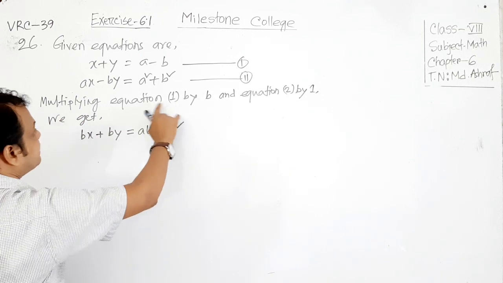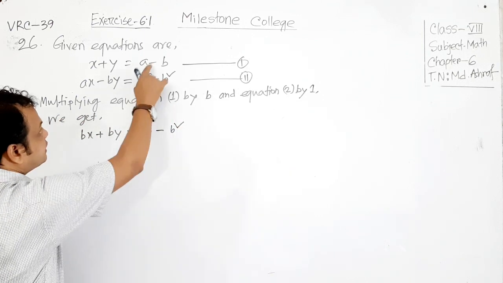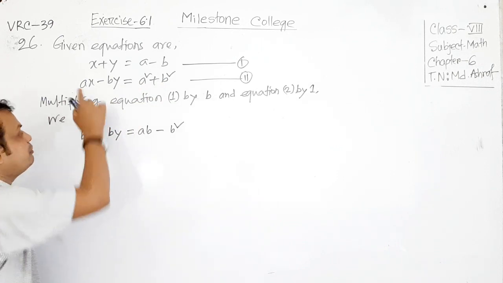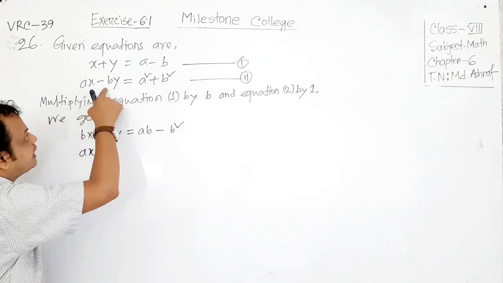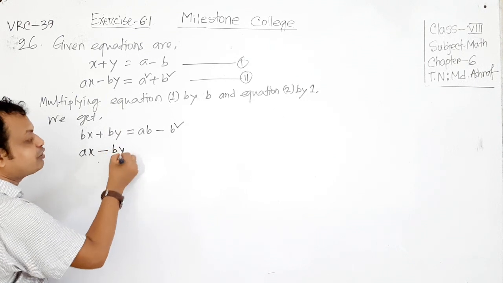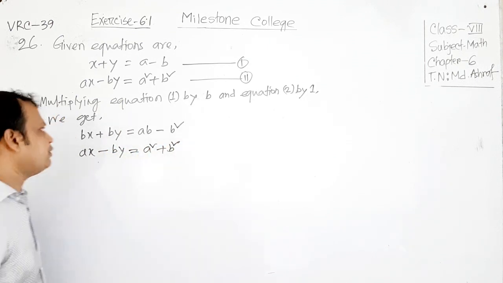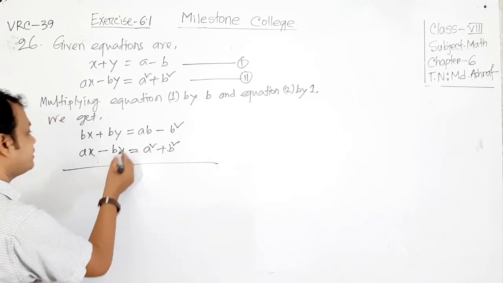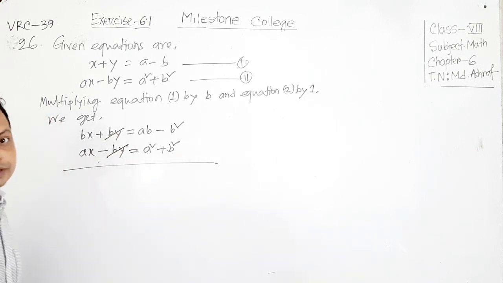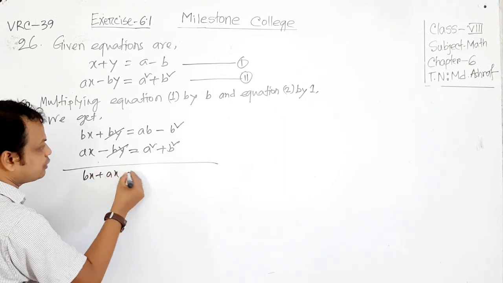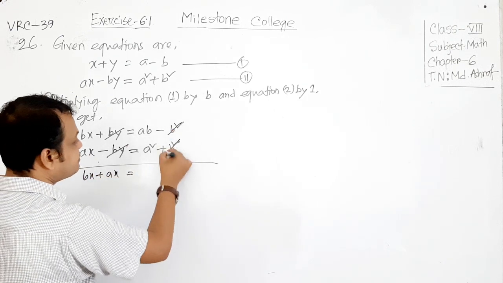Multiplying equation 2 by 1, x remains the same. It will be ax minus by equals a square plus b square. Okay, now add these two equations, then plus by and minus by will be eliminated. Then add this part, bx plus ax equals, here minus b square plus b square will be eliminated.